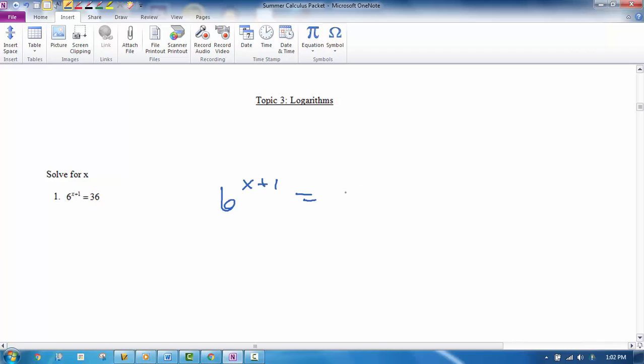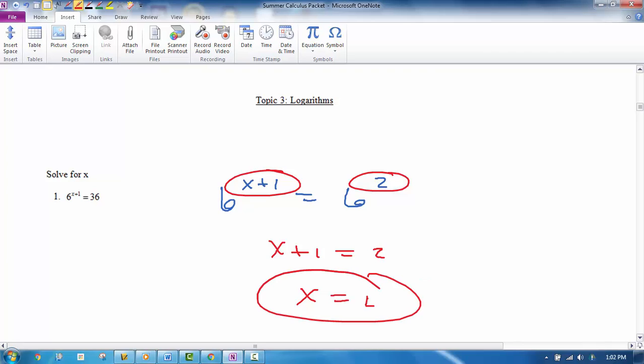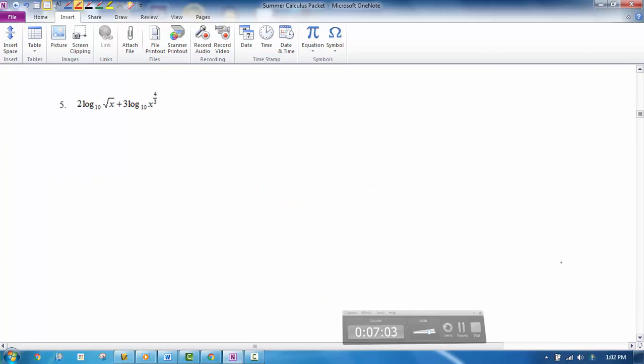So 36 is really 6 squared. So we have the same base. Now we can just say, okay, these have to be equal to one another. So x plus 1 has to equal 2. Obviously, x equals 1 then. And that's our answer.